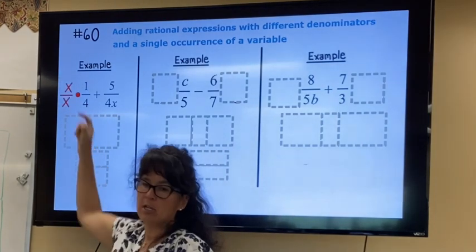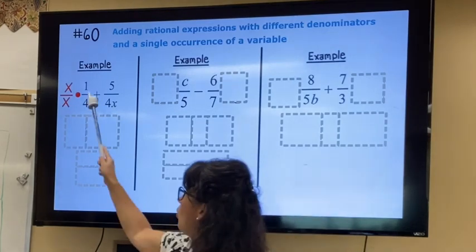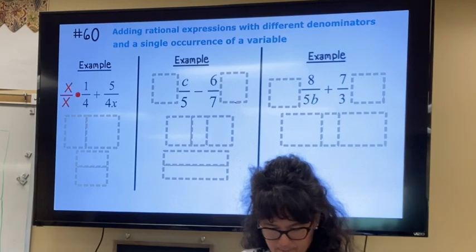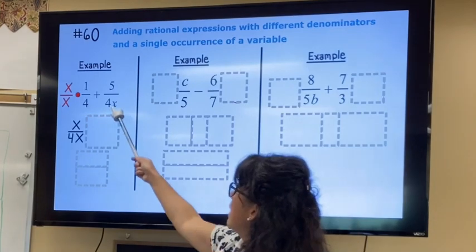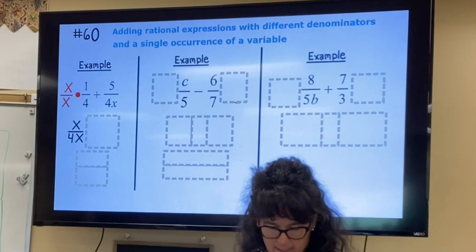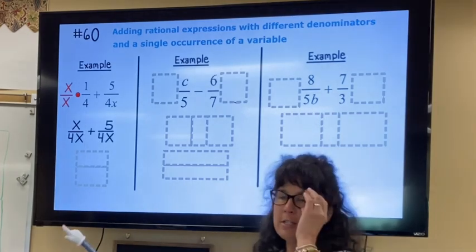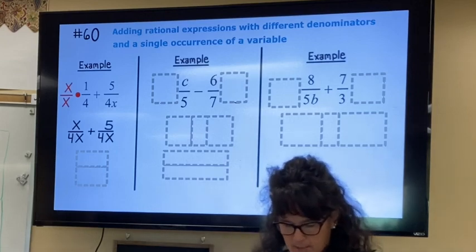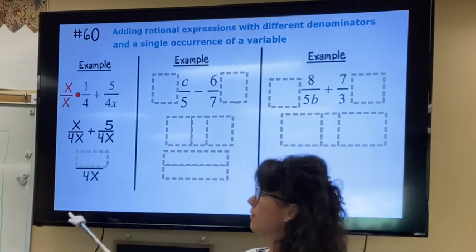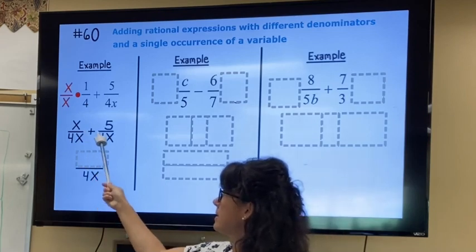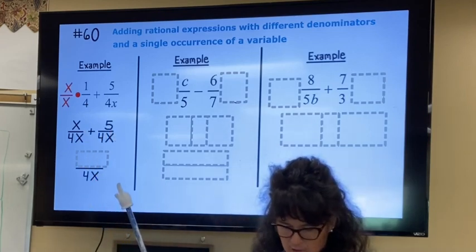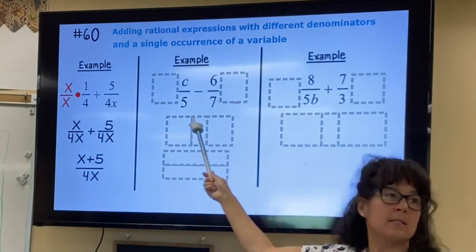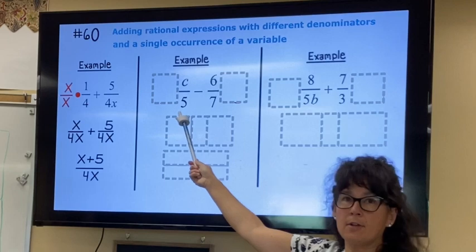Whatever I do to the bottom, I do to the top. And so 1 times x is x, and 4 times x is 4x. And then we still have plus 5 over 4x. Now that the denominators are the same, we can combine the numerators over the common denominator. So it's going to be over 4x, and when we add the numerators, x plus 5, we get simply x plus 5.